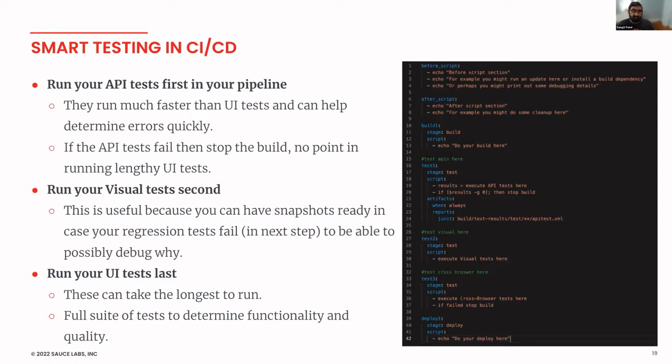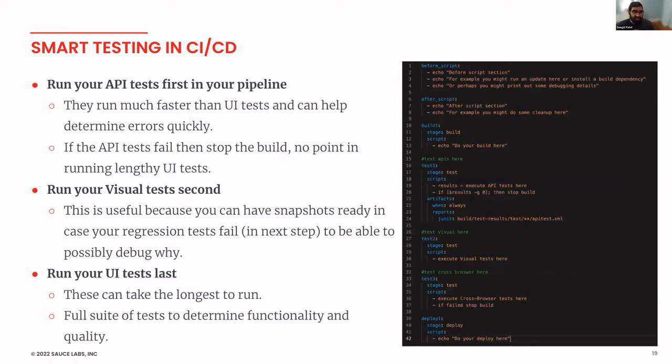And one thing that I found after working with customers that are doing API and UI and visual is what hierarchy do you put on your testing, right? And I think that putting API tests at the top is very important, right? So you run your API tests first in your pipeline. They run much faster than your UI tests. They can help determine errors a lot quicker.